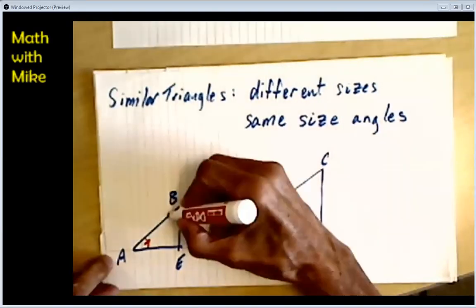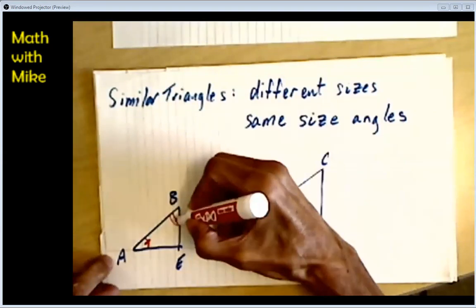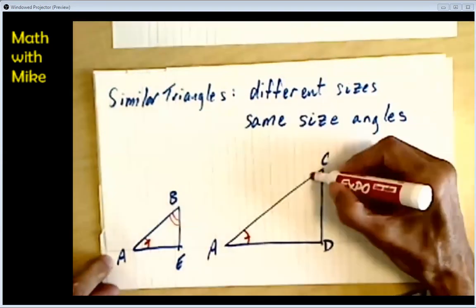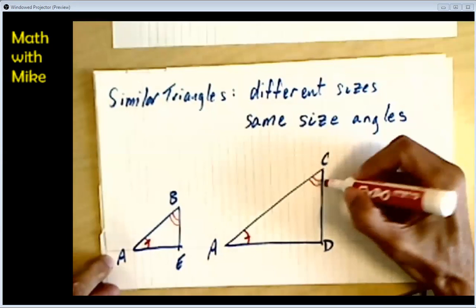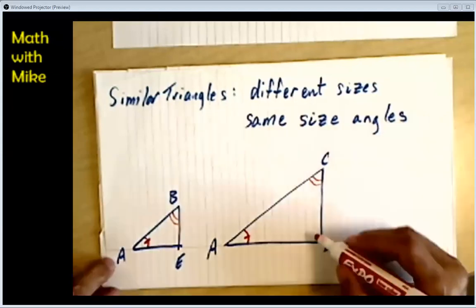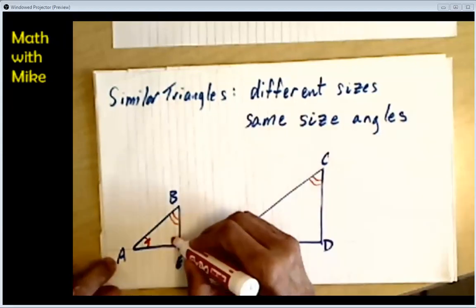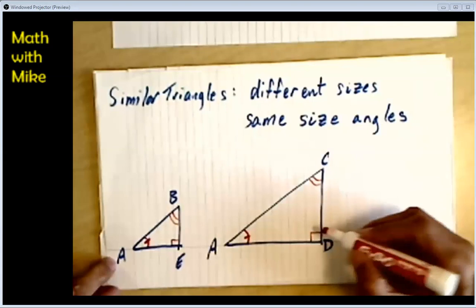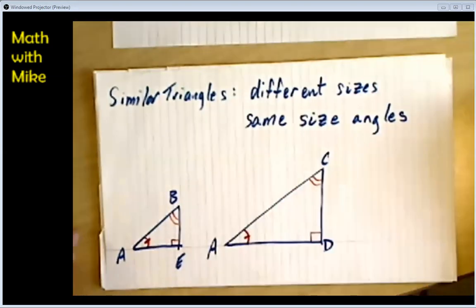Over here, might have two dashes like that. That's another way. And then this looks like 90, so that's yet another way to show that the angles are the same as one another.